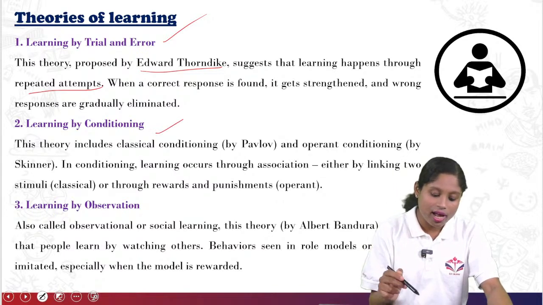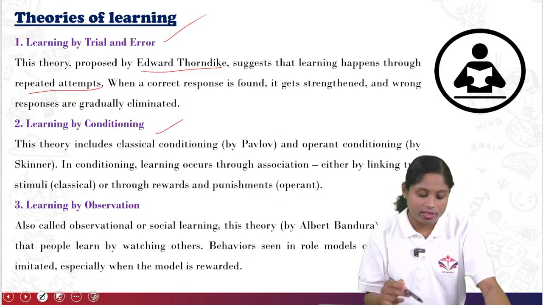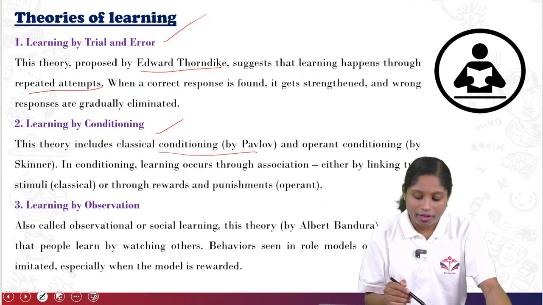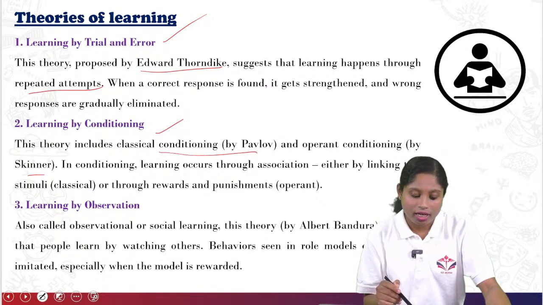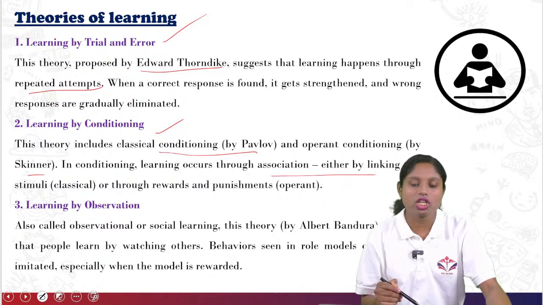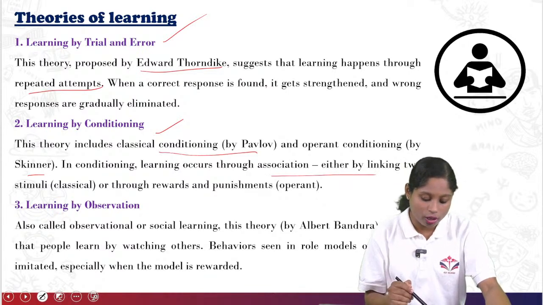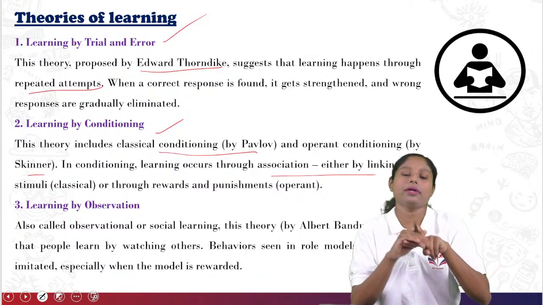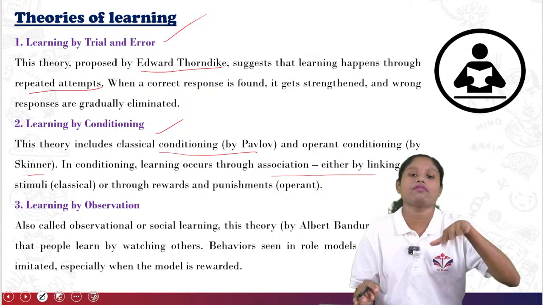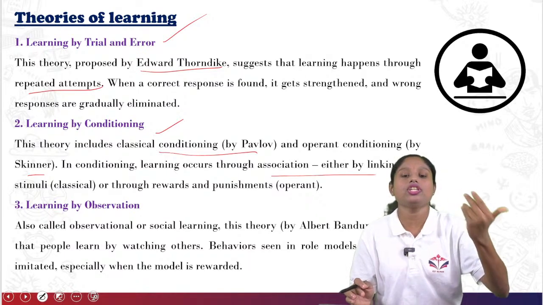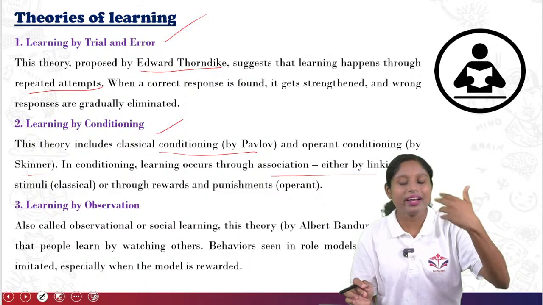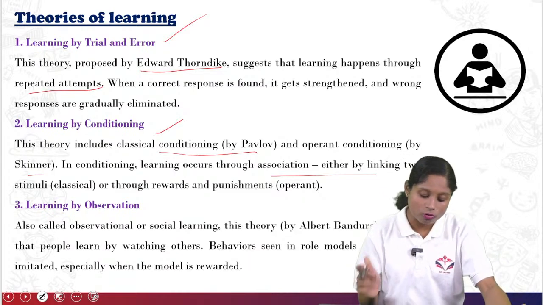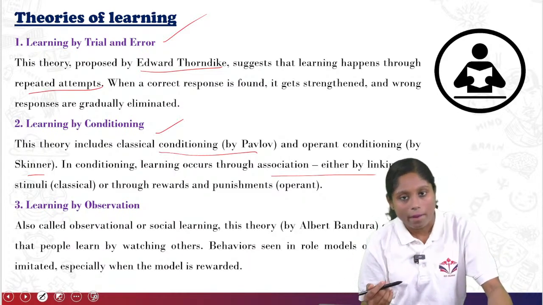Now the next theory, learning by conditioning. The theory includes classical conditioning by Pavlov and operant conditioning by Skinner. In conditioning, learning occurs through association, either by linking two stimuli or through rewards and punishment. So either two stimuli will be linked, or rewards and punishment. There is punishment for a learner that is making mistakes, and reinforcement also, or reward for a positive behavior.